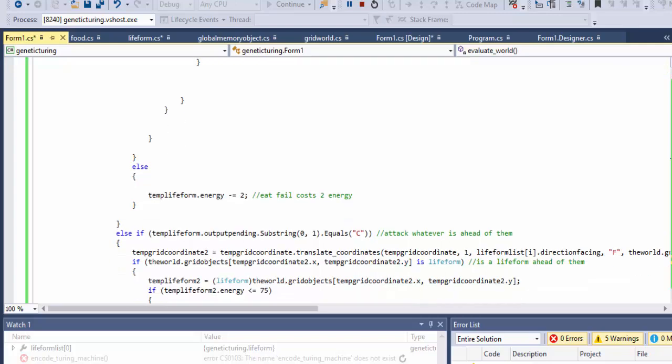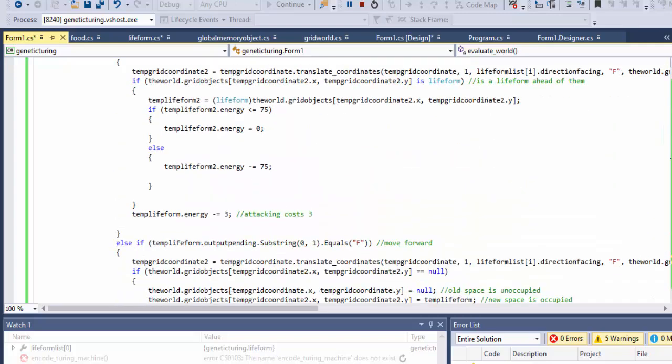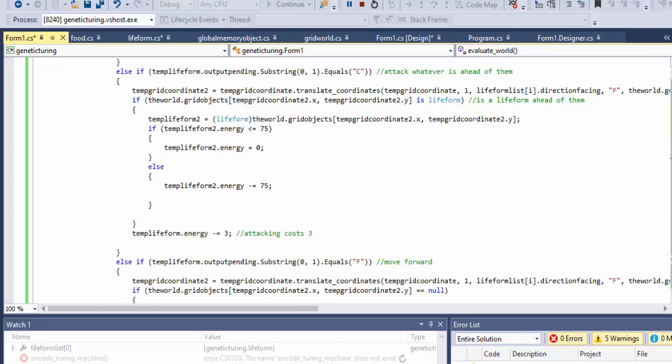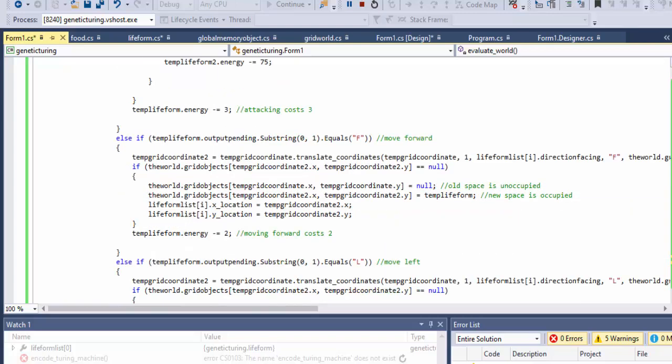Most of these take energy. I like attacking, so I have it take three away if they send an attack command. If there is an organism ahead, it's going to take 75 away, or if there's less than 75 in that life form, it'll take all of it away. For just moving, like moving forward, backwards, left or right, that takes two away.